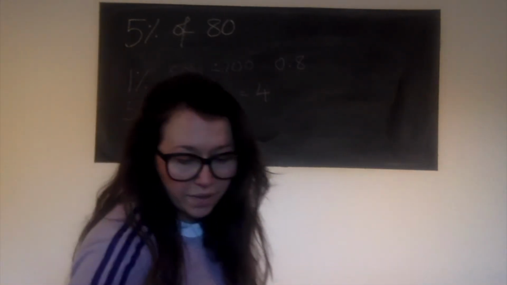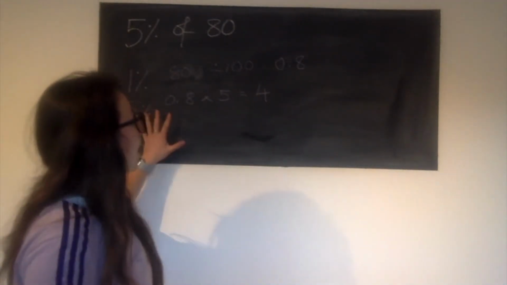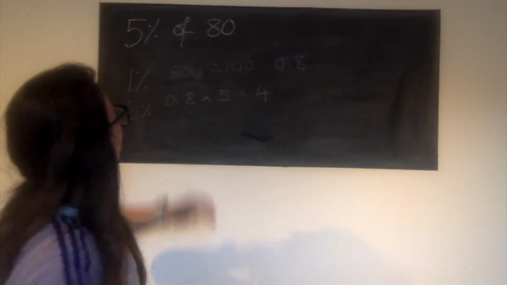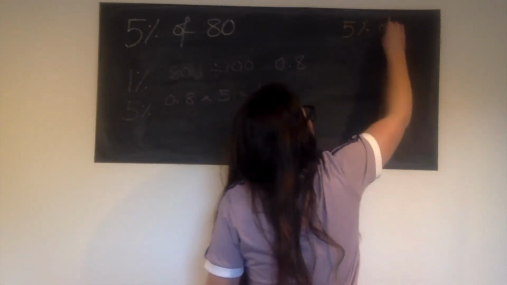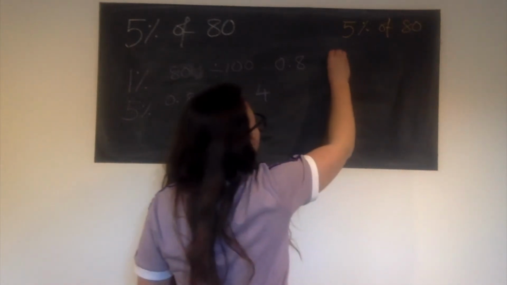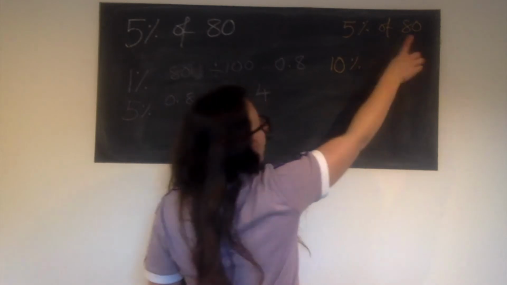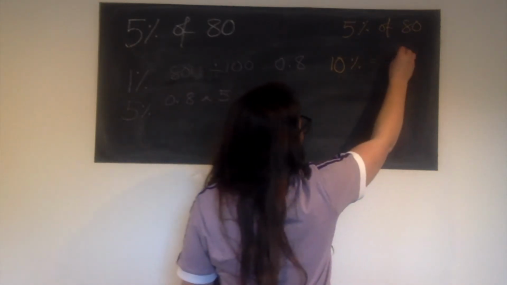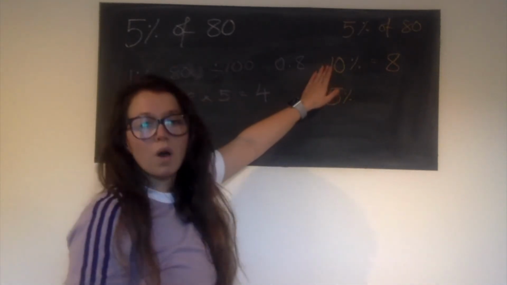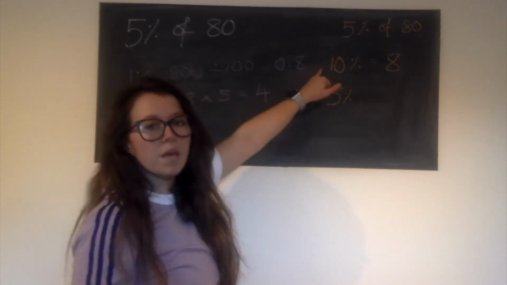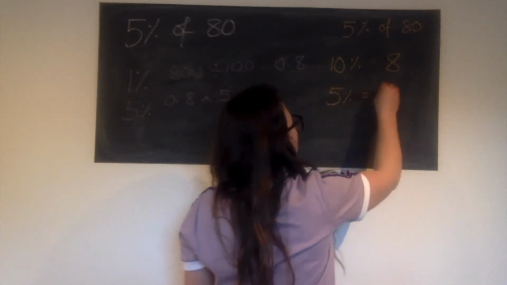Now she gave you another method, and I agree with Miss Smith that I personally find this the easiest method. If you're happy with that, that's absolutely fine. But I find to find 5%, so we're still doing 5% of 80, it's easiest to find 10%, so 10% of something we divide by 10. So 80 divided by 10 gives us 8. And then this is twice as much as what I want. I only want 5%, not 10%. So I have to halve my answer. So divide it by 2, which gives us 4.